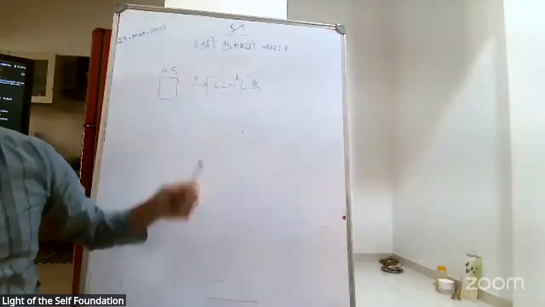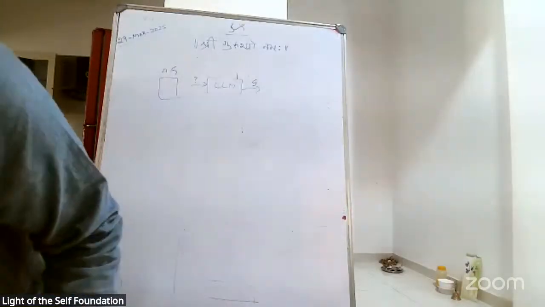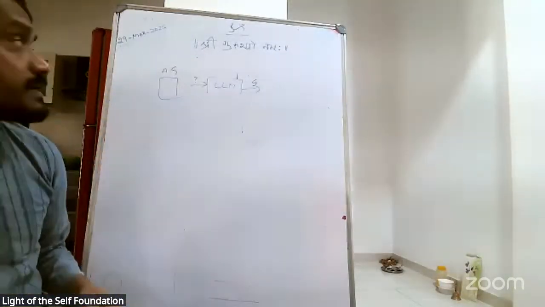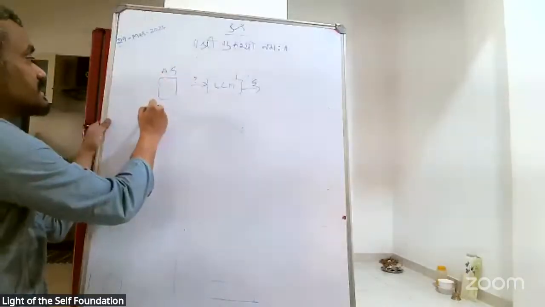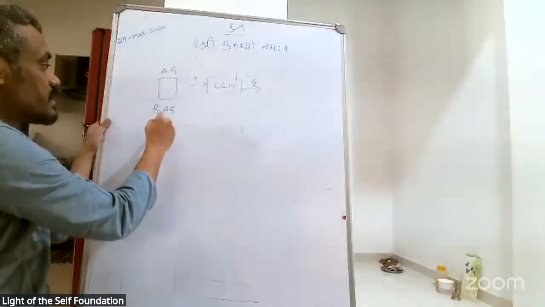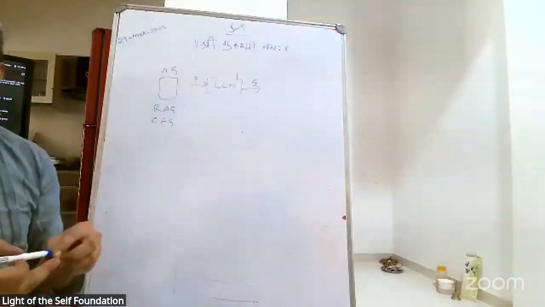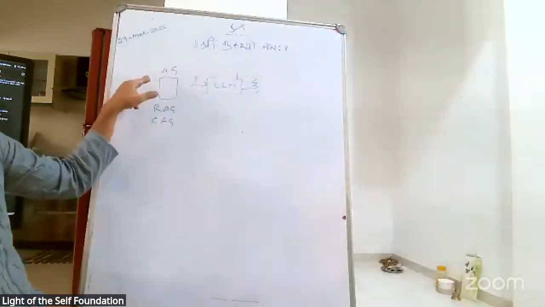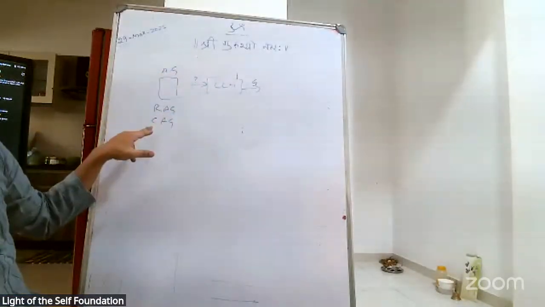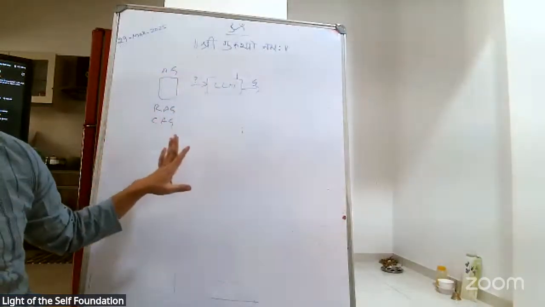This is where broadly two kinds of augmentation can be leveraged. One is called RAG, another one is called CAG. RAG is retrieval augmented generation. This is cache augmented generation.